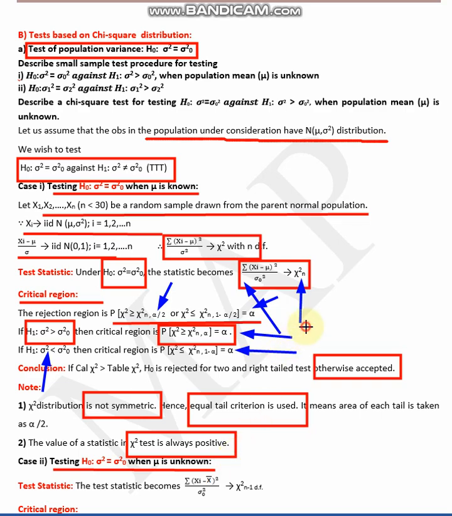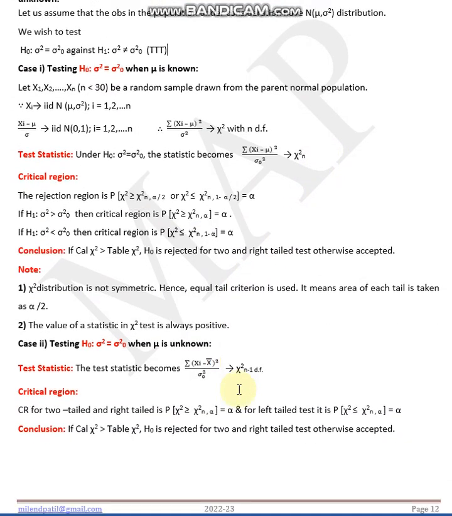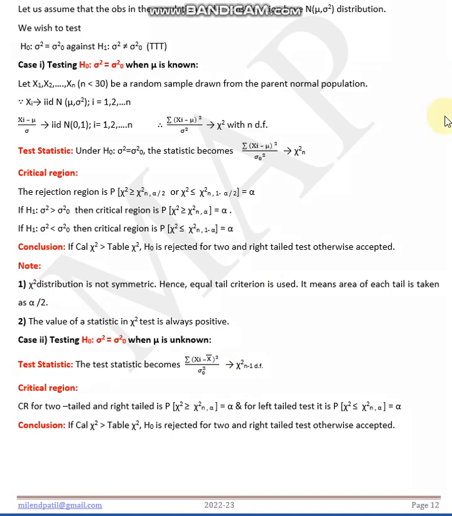And what happens if the value of mu is unknown? If the value of mu is unknown, in that case we need to replace the value of mu by x bar. So therefore my test statistic in this case becomes summation xi minus x bar square divided by sigma square, and the degrees of freedom in this case is n minus 1.